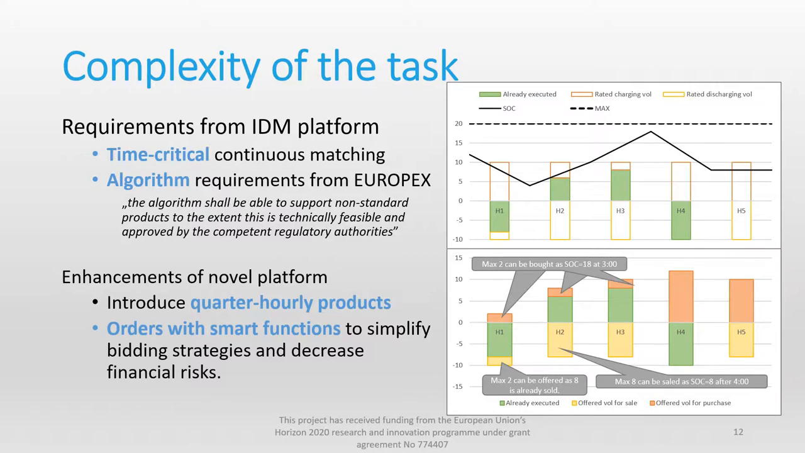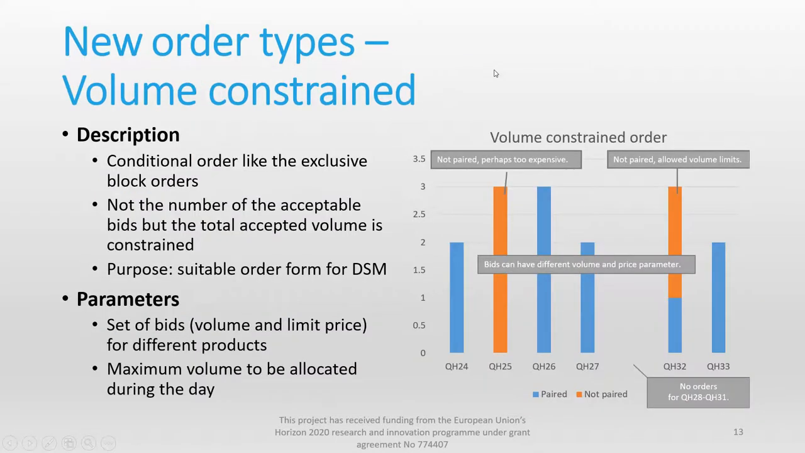Considering the demonstration itself, we are introducing quarter hourly products. On both markets, we currently have only hourly and 30-minute products, so the time resolution will be improved. And we have designed two orders with smart functions. On one hand, to simplify, as you can see, the bidding strategies. And on the other hand, to try to provide an opportunity for new entities to enter the market, namely demand response and energy storage technologies. The following two slides are taking an insight into those two new order types, what we have defined as volume constraint and cumulative volume constraint orders.